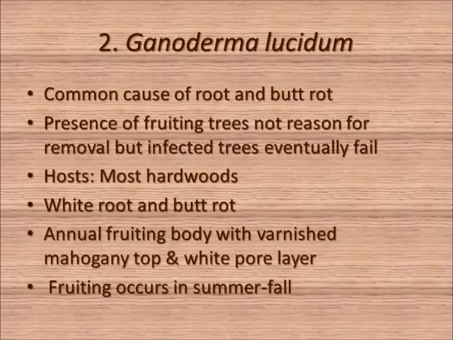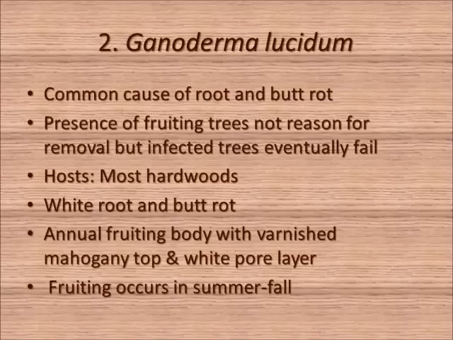So this is a very common cause of root and butt rot in urban trees. I don't see this in the forest very often. Presence of fruiting bodies is not a reason alone for removal, but infected trees do fail. So if you see this in an urban tree, you should probably check to make sure that the decay isn't more than 40% of the circumference. It has a lot of hosts, most hardwoods. It causes white rot, and it decays mostly the butt. It says here roots, but it's mostly at the butt rot level. And it's an annual fruiting body.